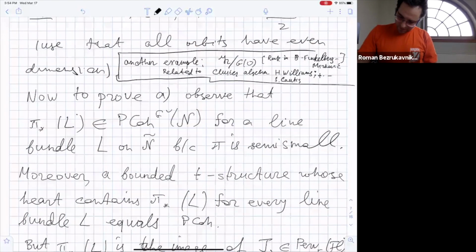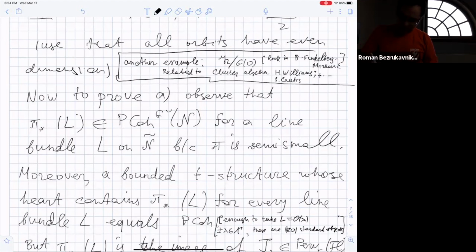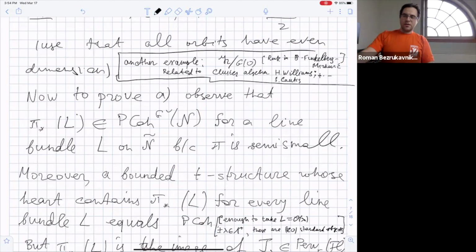So maybe I'll say this here: it's enough to consider L to be O of lambda, where plus or minus lambda is dominant. So these play the role of co-standard or standard objects, in this perverse coherent category, which is something like a highest weight category.